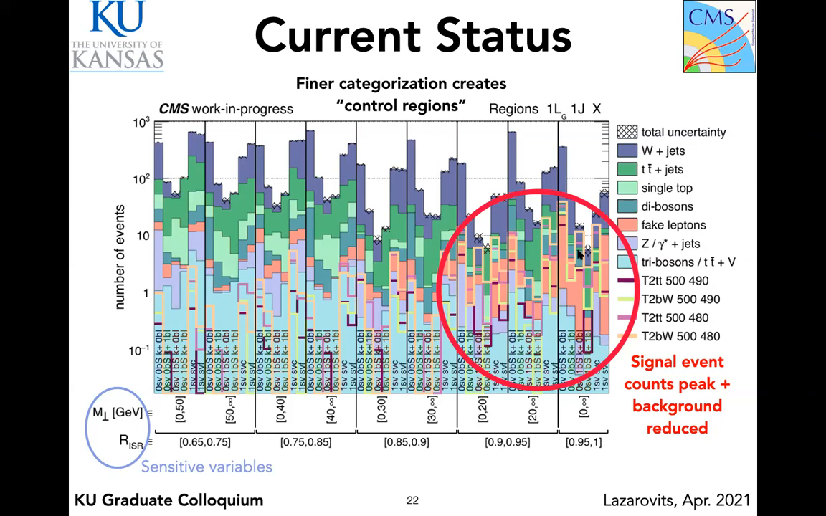And not only do the signal event counts peak up here too, but we also see a reduction in background event counts as well, which is very, very exciting. And even though there are some bins that just don't have a lot of signal events, those aren't completely useless to us. We can actually use these finer categorizations that have not a lot of signal events to create control regions that help us better constrain our background.